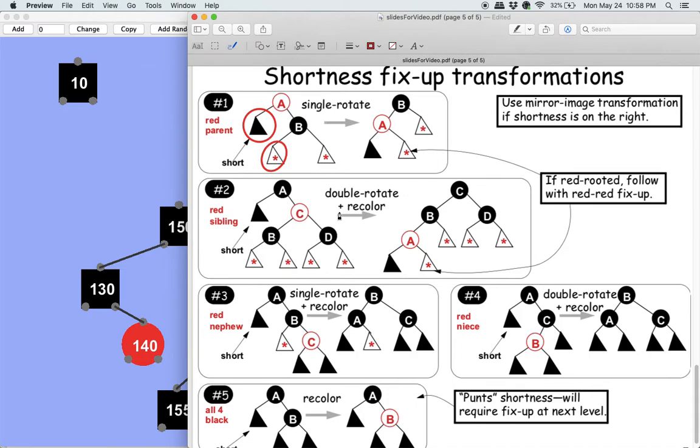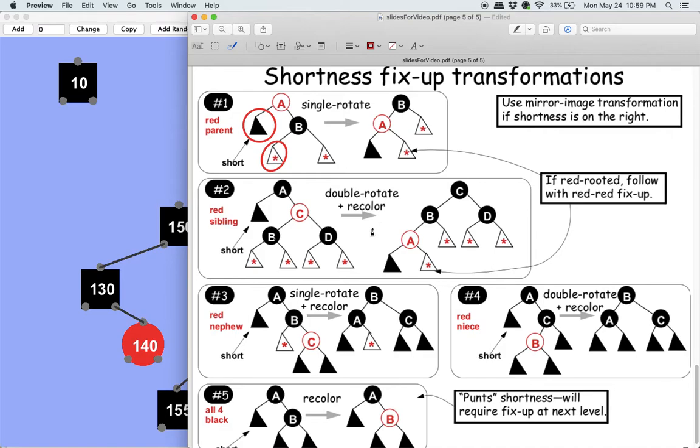Second transformation. Here, I look at the parent, it's black, so I look at the sibling, it is red. In this case, we have a double rotation, and we also have a recoloring. Similar to what we'd seen in the red-red limitation transformations, what happens is that the node that becomes the root turns black. So here C is going to become the root, it turns black. The node that was the root becomes red.